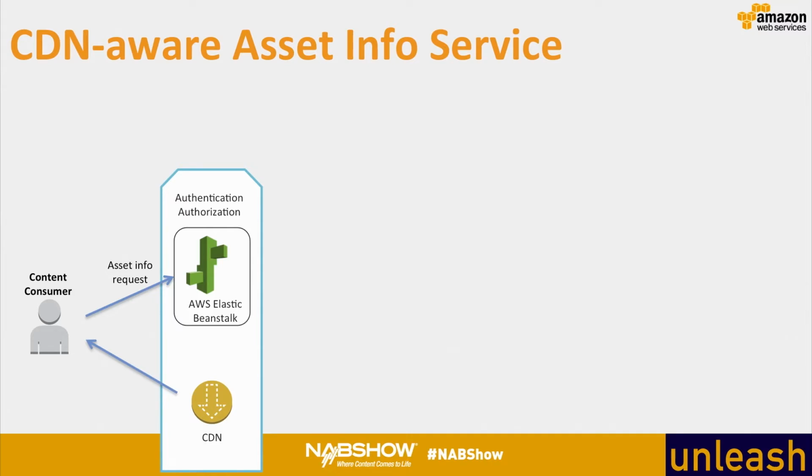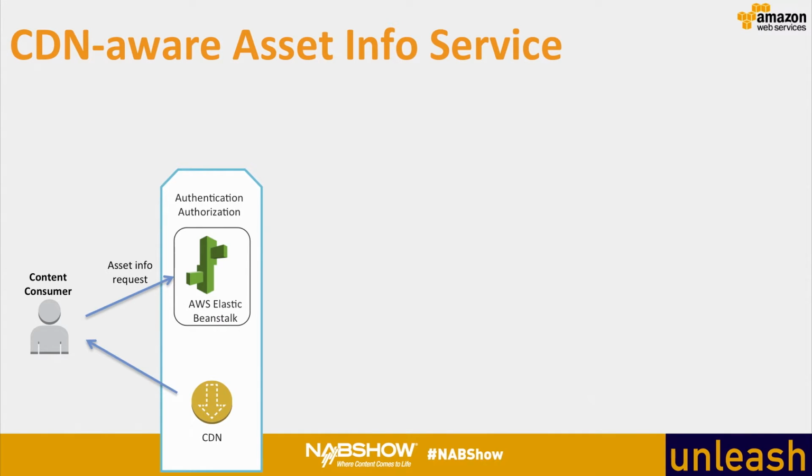So here you have your content consumer on the left-hand side that's requesting a piece of content. How would you do that? Let's say it's a web page, you have a player embedded in it, the player is going to request a piece of content, whether that's a manifest file or the individual segments. So it does that through a web front end, right?